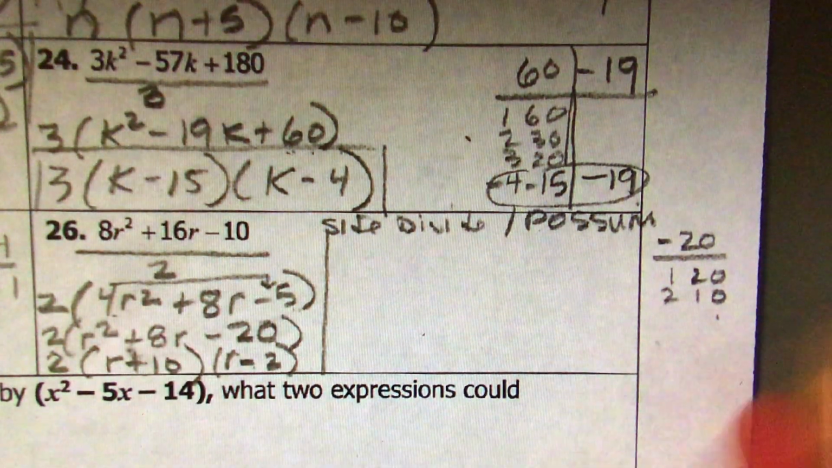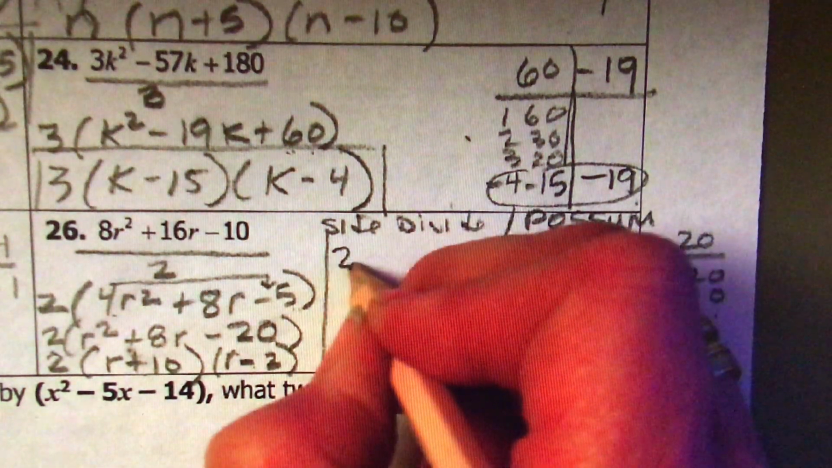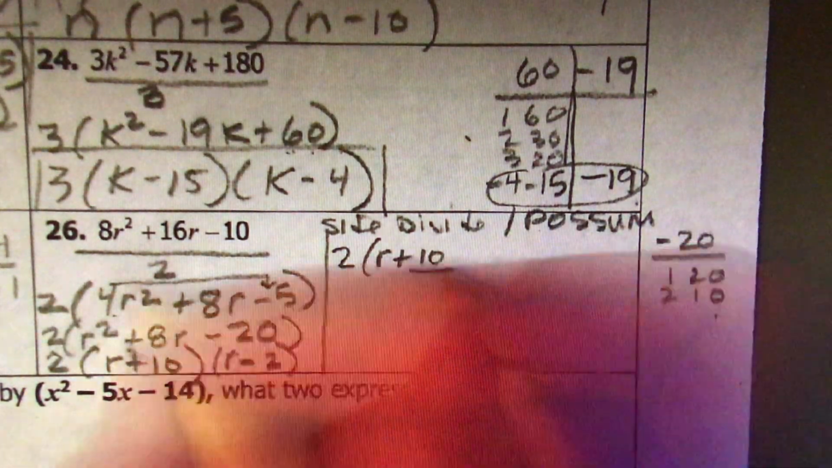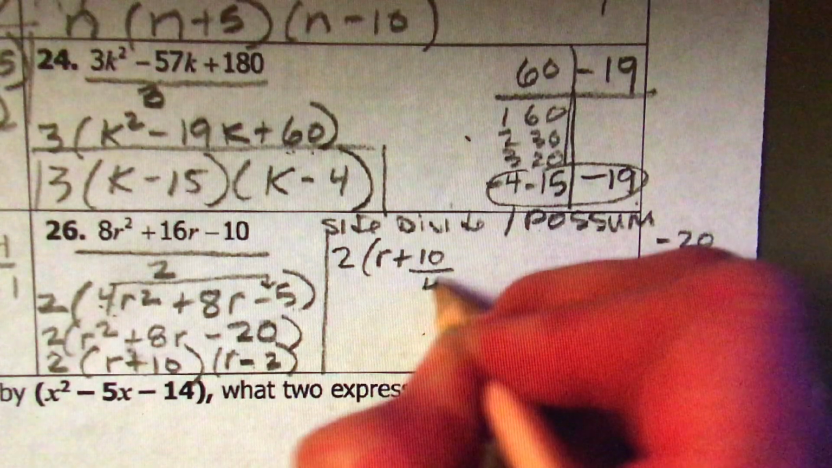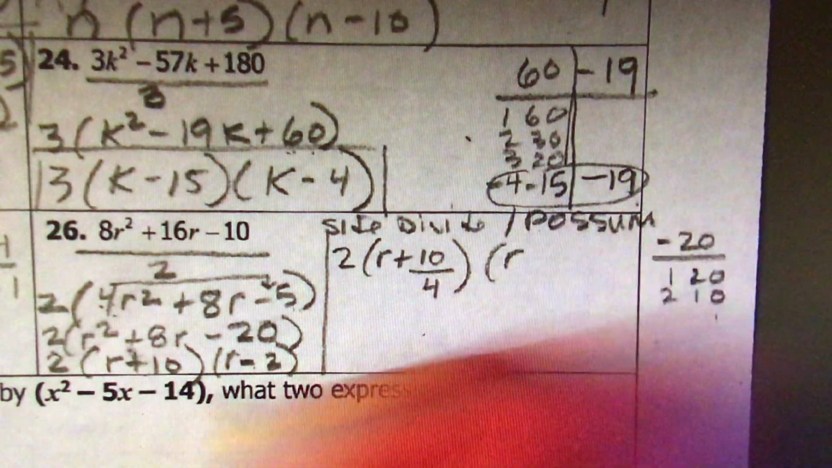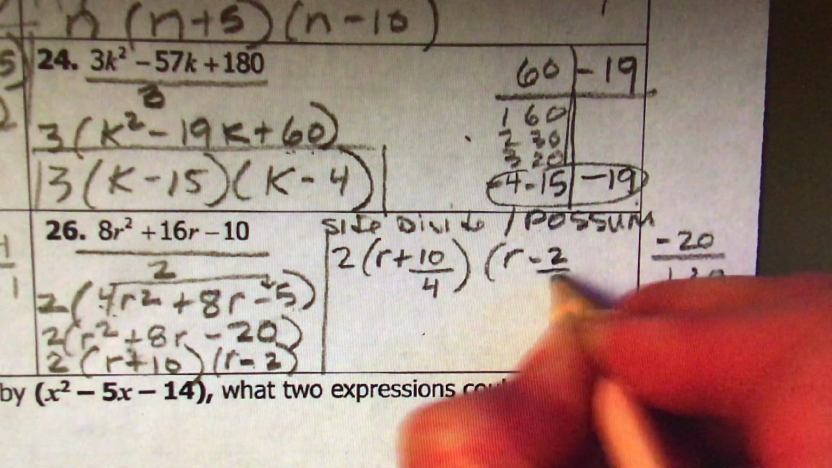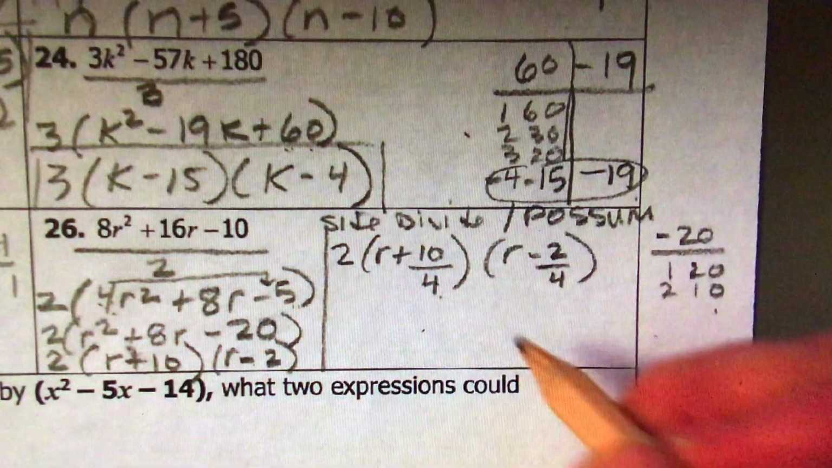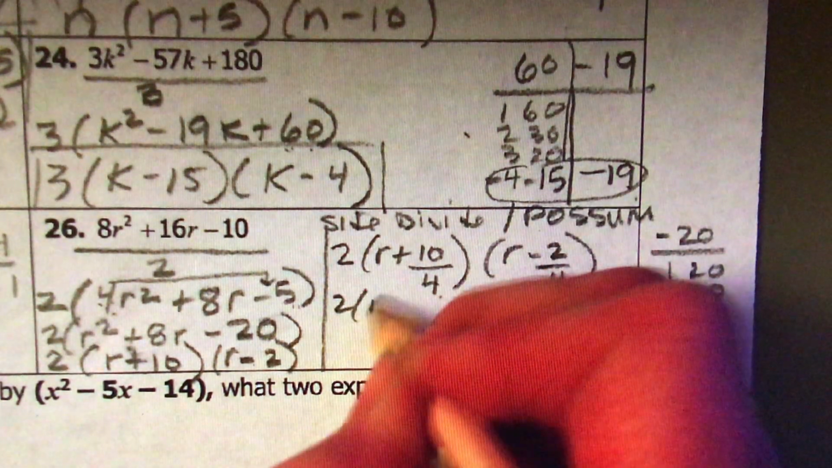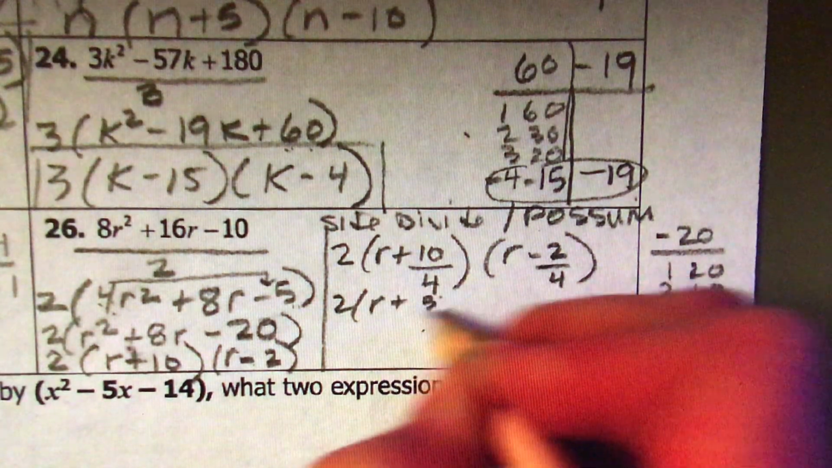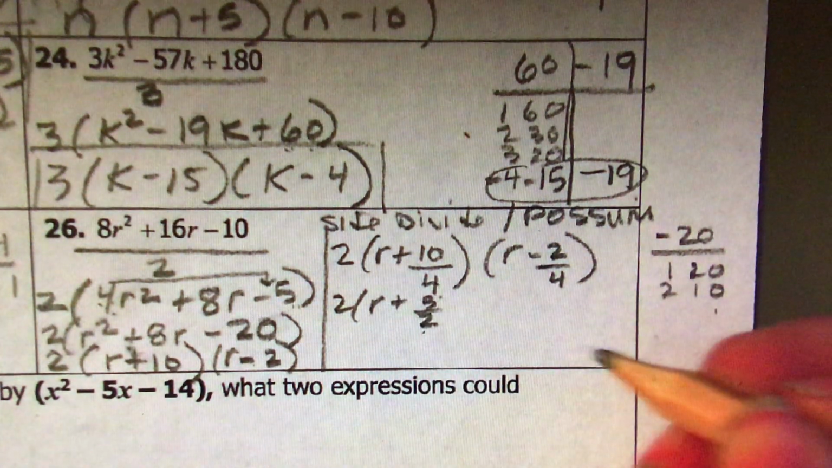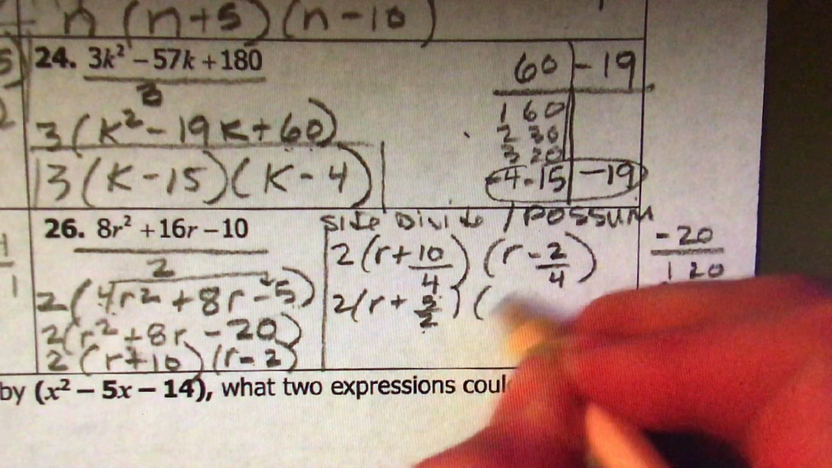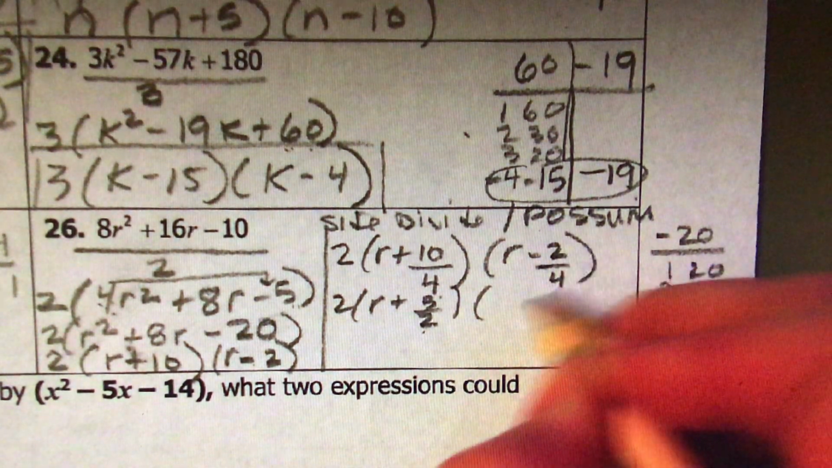I'm going to rewrite it up here again. 2r plus 10 over 4, r minus 2 over 4. Can I simplify 10 over 4? I can. This becomes r plus 5 over 2. And this becomes, oh, this is a half.